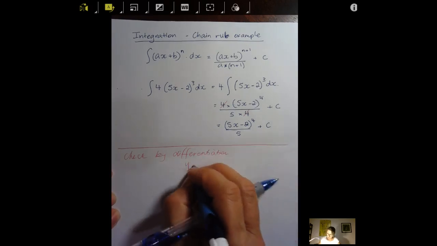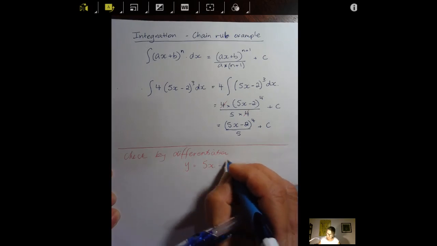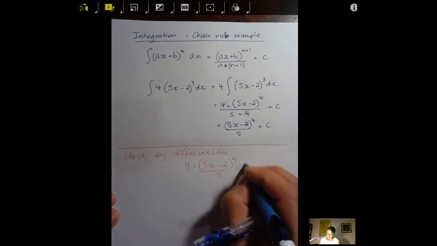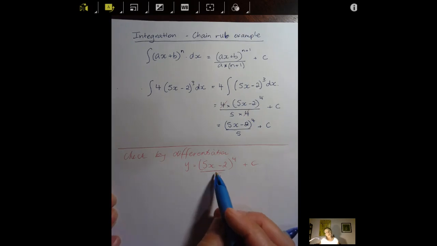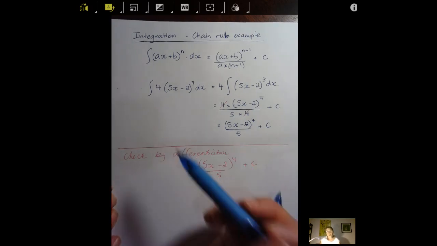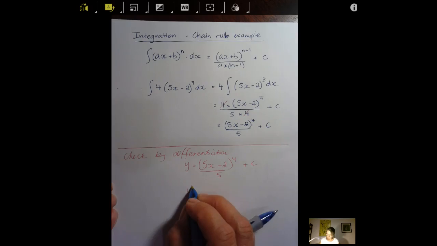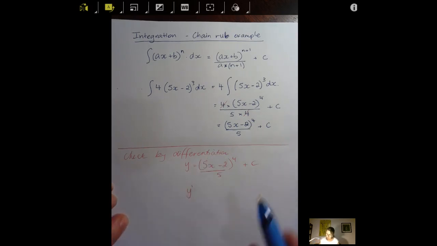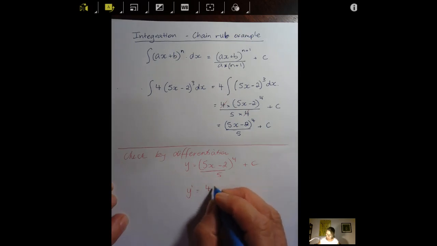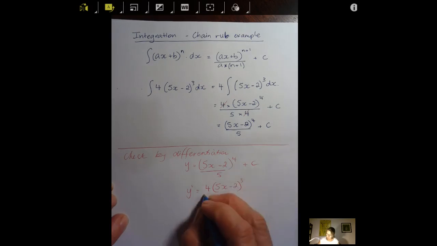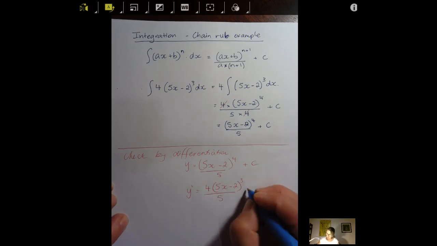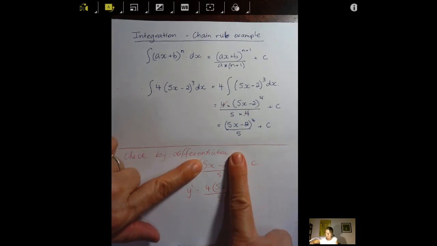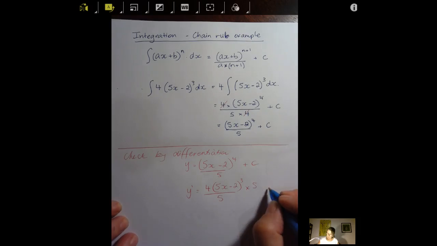Let's say y equals 5x minus 2 to the power of 4 divided by 5 plus c. If I differentiate that, I should end up with my original function. So let's have a look at our chain rule. First, we're going to differentiate the entire brackets. So I end up with 4 times 5x minus 2, 4 minus 1 is 3, still dividing it by my 5. And I now need to multiply it by the derivative of what's inside my brackets, 5x minus 2, which is 5.